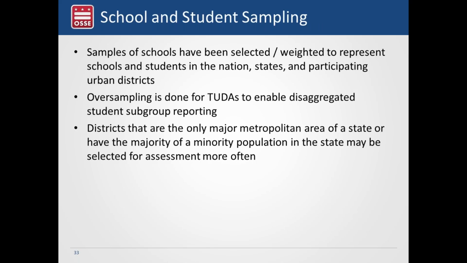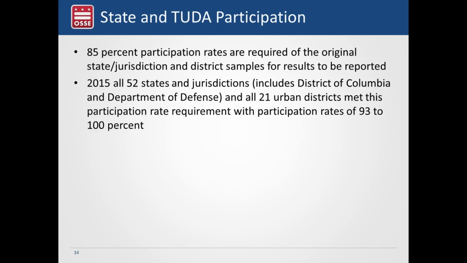NAEP often oversamples the TUDA schools to allow them to have enough sample size to disaggregate the subgroups. In order for NAEP to report at a state or TUDA level, at least 85% of the students sampled must participate. That's why oftentimes if a student is absent, the NAEP representative will ask for another time to come to the school to assess those students that were not available on the original assessment date.